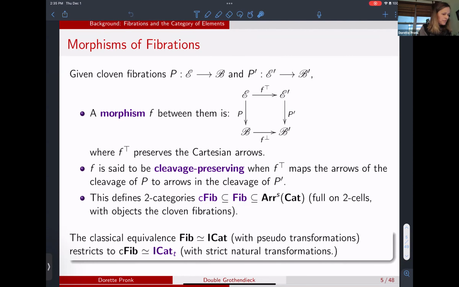Just one little piece of information here. The equivalence between index categories and fibrations will restrict to an equivalence between CFib, the category of cloven fibrations with cleavages preserved, and ICATs, but now with strict natural transformations instead of the pseudo natural transformations that we have in the other case. So keep that in mind when we go on.